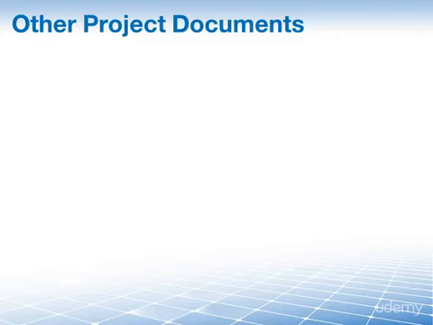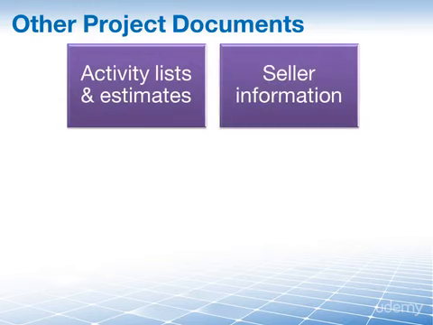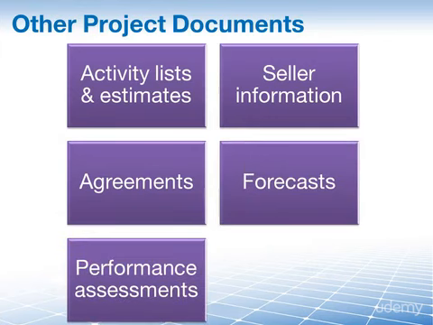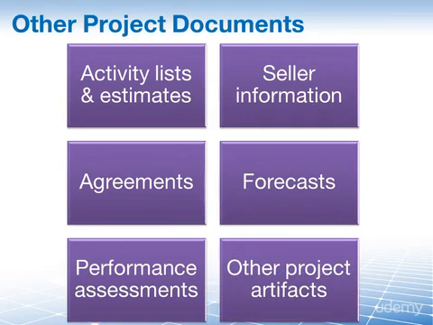For example, activity lists and estimates, seller proposals and other documents from procurement management, agreements both from internal and external partners, forecasts, team performance information and other assessments, and other necessary project artifacts. For clarity, the project management plan includes all those components that we mentioned previously. These other project documents here, they are used in coordination with the project management plan and help you execute the project.